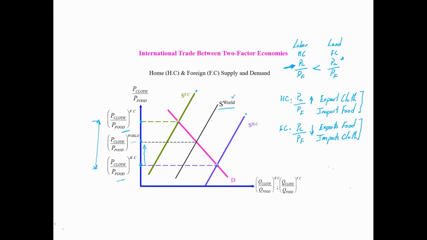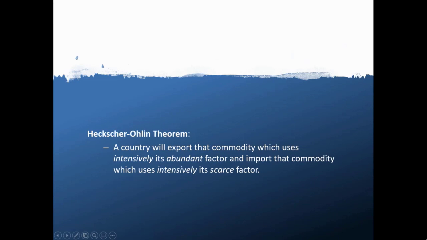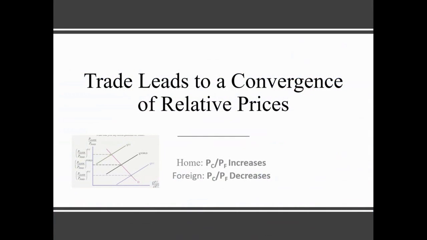So this brings us to the Heckscher-Ohlin theorem. A country will export that commodity which uses intensively its abundant factor and import that commodity which uses intensively its scarce factor. Right. So now, what are the results? Well, it's very obvious, but let's just bring that point home again.